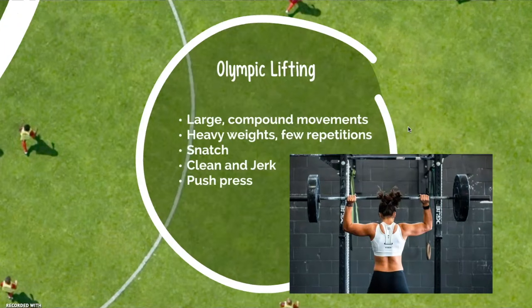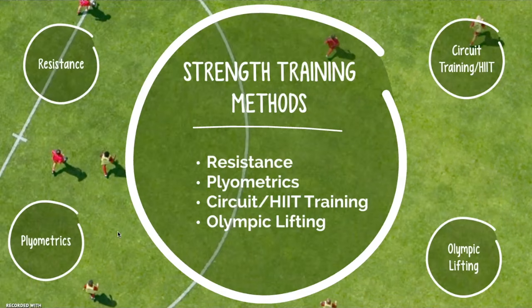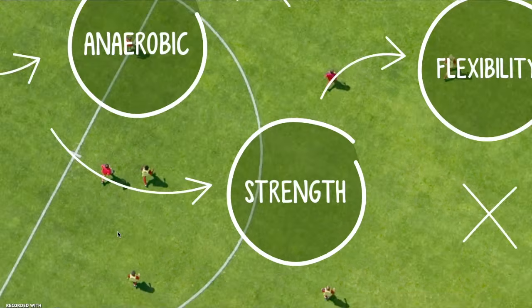And finally, we have Olympic lifting. These are large compound movements, usually done with a barbell. Very heavy weights, very few repetitions. The examples would be the snatch, the clean and jerk, and the push press. So they are the strength training methods.